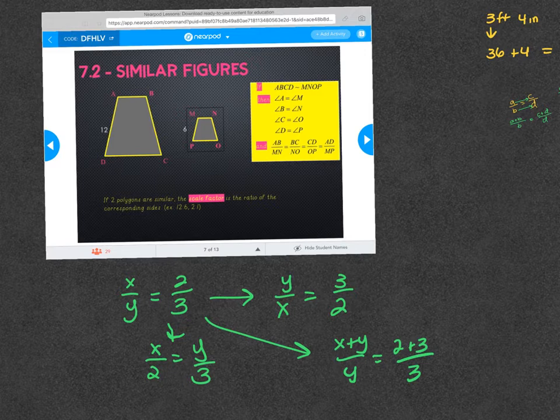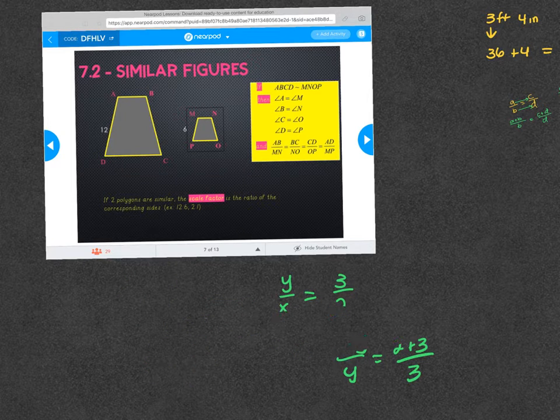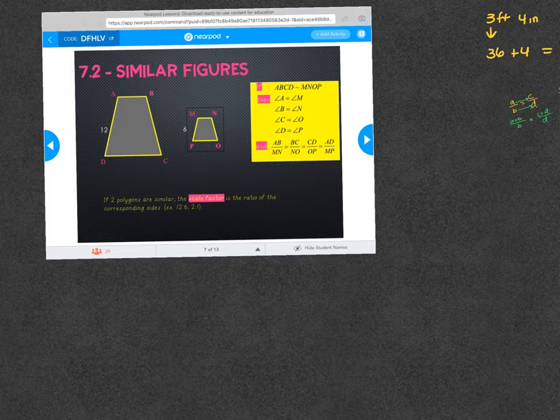Then came 7-2, and 7-2 is similar polygons, actually. So this is where we looked at these polygons of any number of sides. And we said if they're similar, then they're not congruent. They're not the exact same shape and size, but they're almost like a little mini-me version of one or the other. So if I look at the left one to the right one, I can say that the angles match up. Angle A would equal angle M, D and P and C and O. And then I can say the sides are proportional. So I could say AB over MN would equal BC over NO equals DC over PO equals AD over MP.